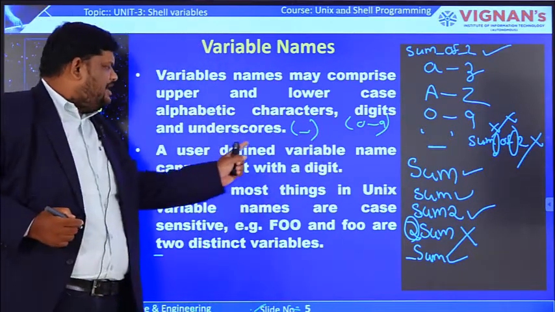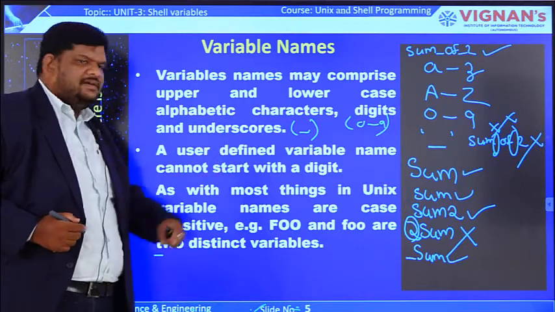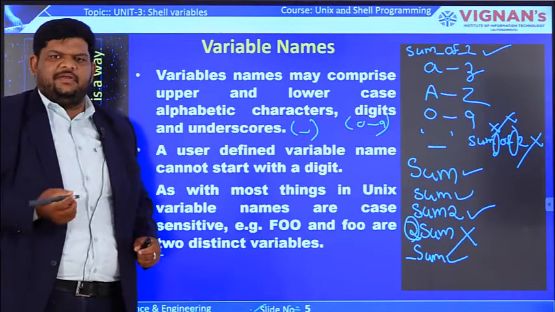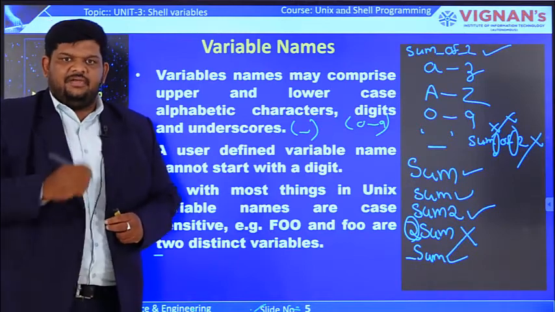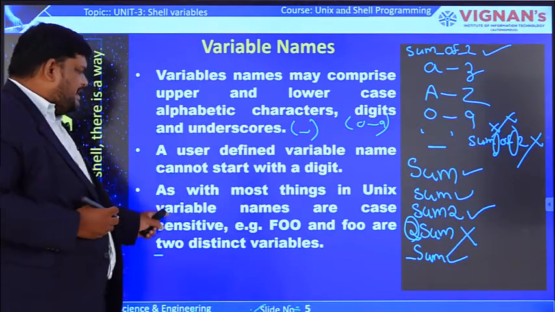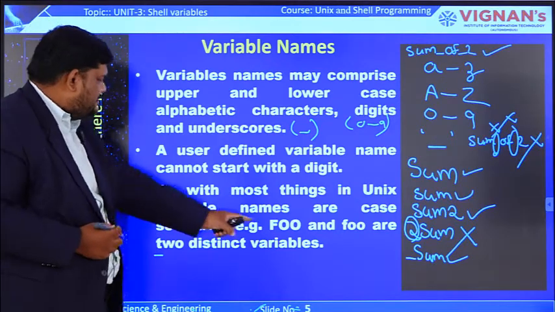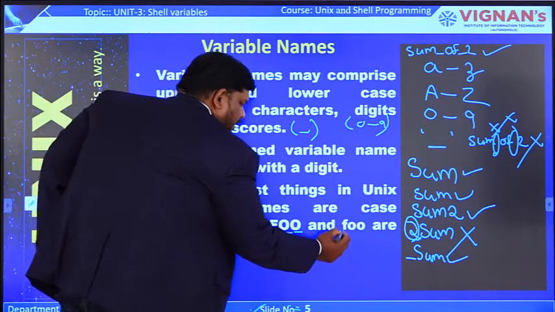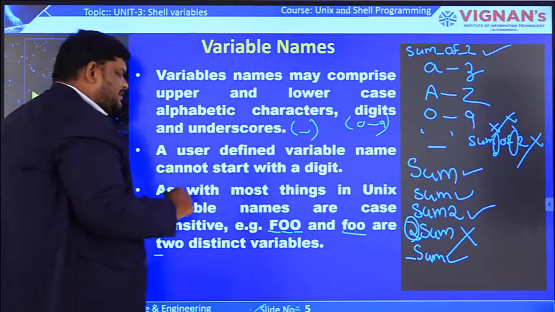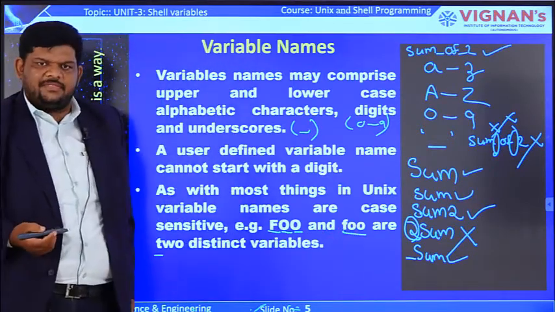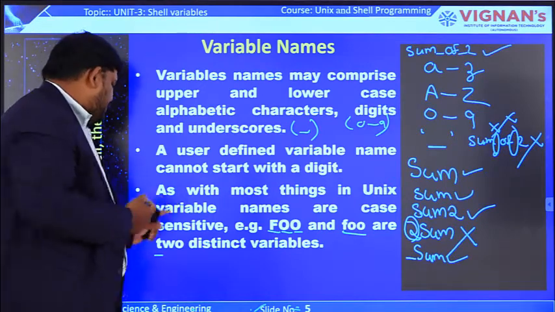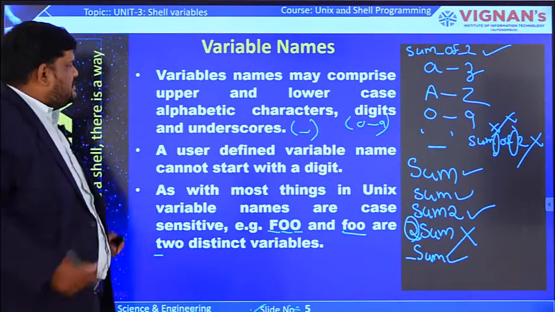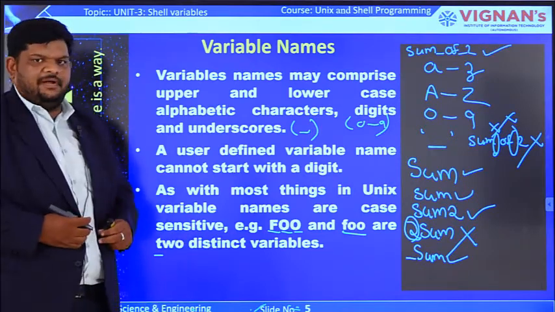So a user cannot define a variable name that starts with a digit. Instead, it can start with a lowercase or uppercase letter of the alphabet, or it may start with an underscore. Next, it is case sensitive. For example, uppercase FOO and all lowercase foo will be treated as two different variable names, because variable names are case sensitive. So these are all the rules while writing variable names.